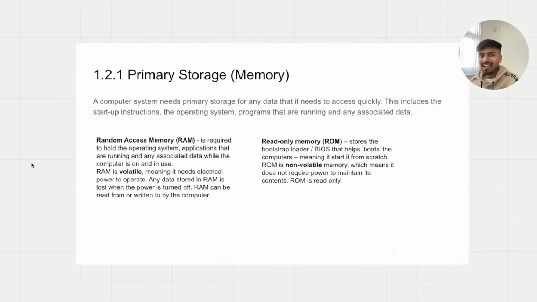So this is a primary storage topic. A computer system needs primary storage for any data that needs to be accessed quickly. This includes the startup instructions, the operating system, and programs that are running. The main difference between RAM and ROM, which you should all know: random access memory is required to hold the operating system, applications that are running, and any associated data while the computer is on and in use. It is volatile, meaning that it needs electrical power to operate. Any data stored in RAM is lost when it's turned off.